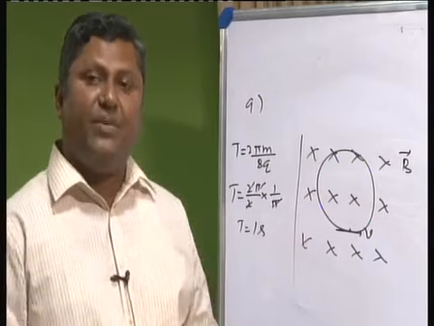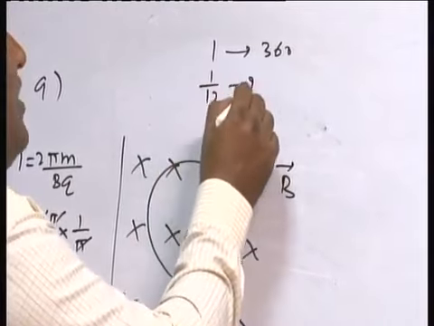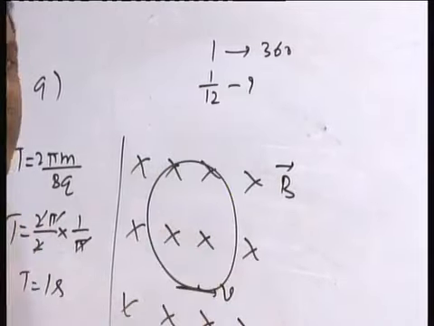So in 1 by 12 second, we should find the position of the particle on the circumference. That we can find like this. For 360 degrees, the time taken is 1 second, because it completes one revolution. When the time is 1 by 12 second, what is the angle described at the center? You will get theta equals 30 degrees.